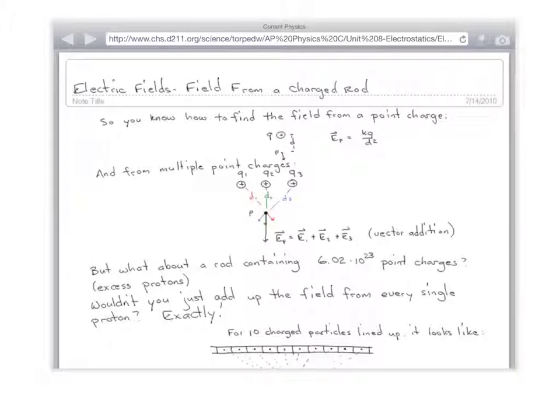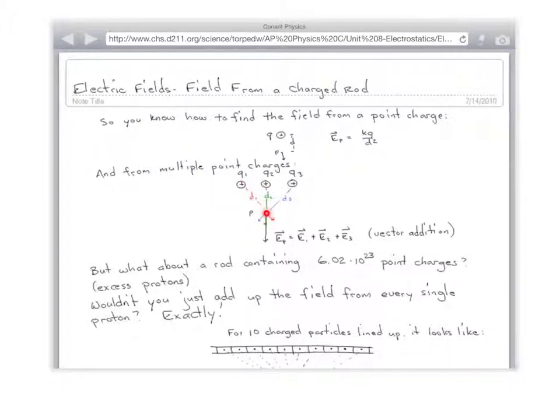Now, we know also that if we had 3 point charges, Q1, Q2, Q3, each of those 3 point charges would contribute to the field at point P. Does that make sense? Yes. Now, if you wanted to figure out the total field at point P, what would you have to do? You'd have to add up all of the fields.